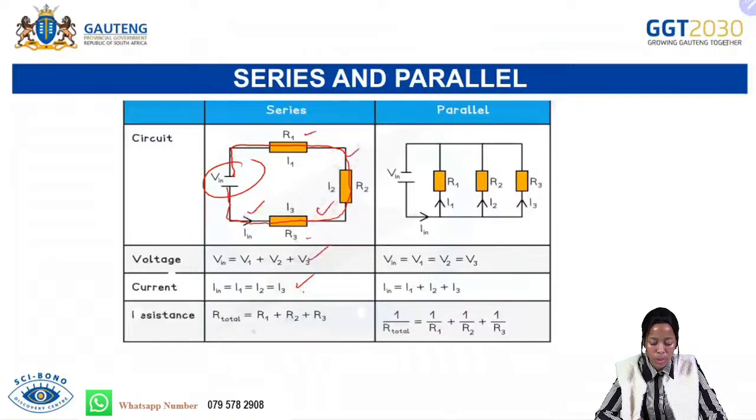And then for you to be able to calculate the resistance, you can use the formula R total is equal to R1 plus R2 plus R3. Then we have the parallel circuit.